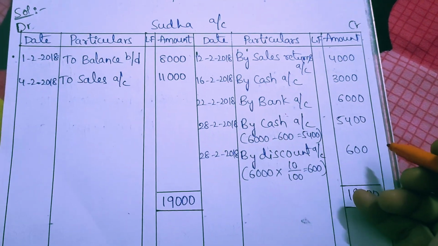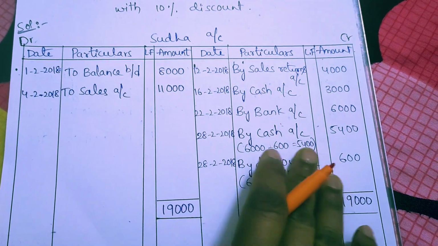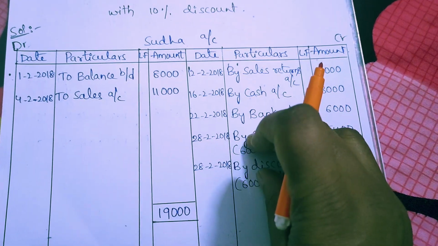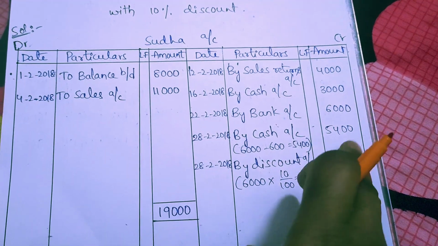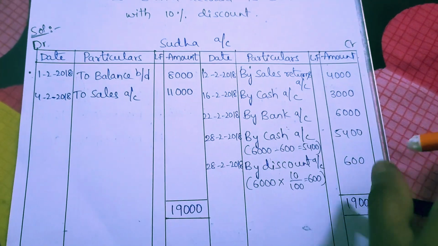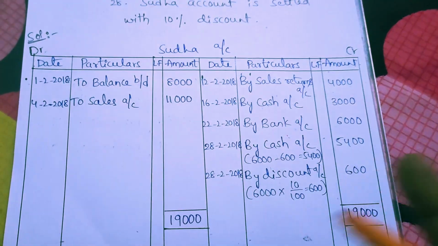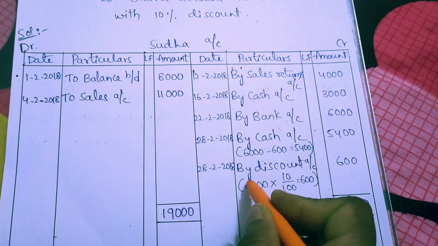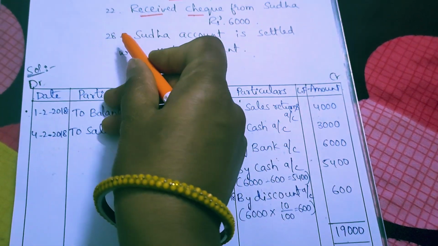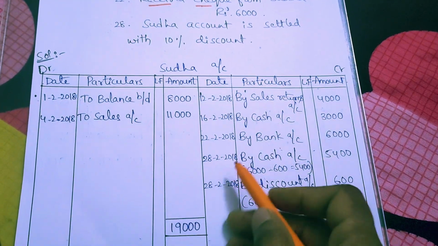Suppose if the account is not settled, we should write here, instead of these two items, by balance carried down 6,000. That's it, the account is finished. But the account is settled, so we have to write by cash account, by discount account. Same date, 28th, for these two.